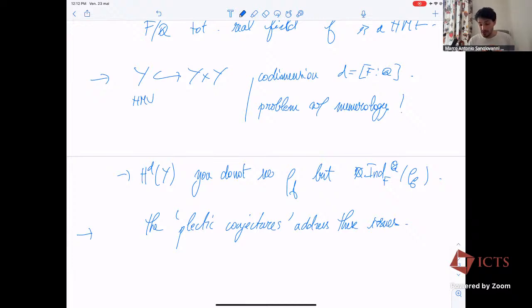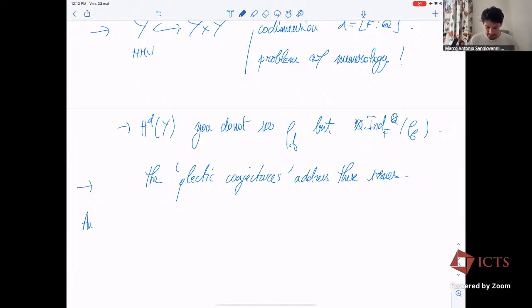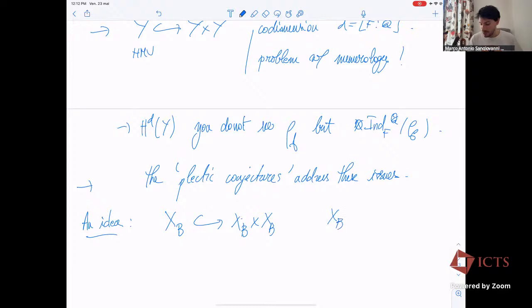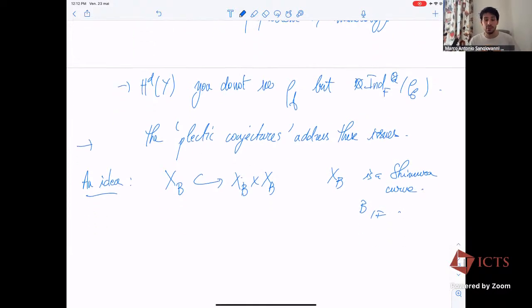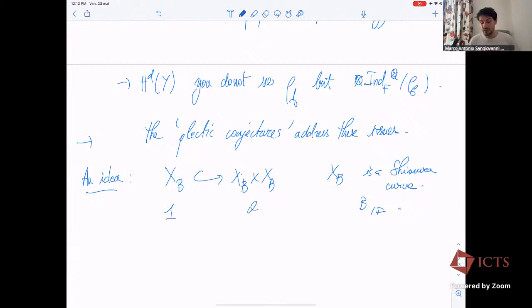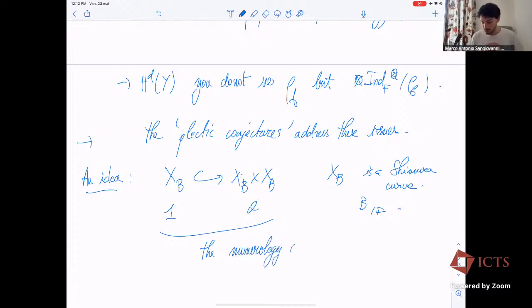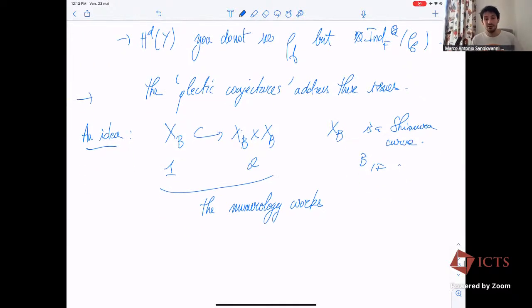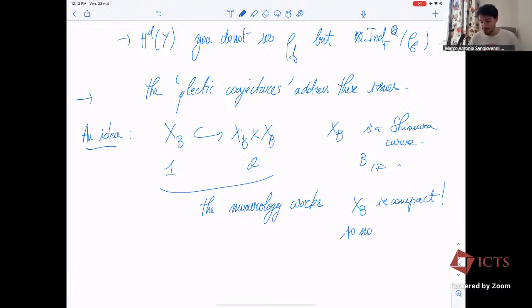And so what to do? Maybe an idea would be to consider X_B inside X_B times X_B, where now X_B is a Shimura curve for B a quaternion algebra over F. So now this is one-dimensional and this is two-dimensional. So now the numerology works. But the big issue if you do this is that X_B is compact. So no Eisenstein series. There is no boundary.